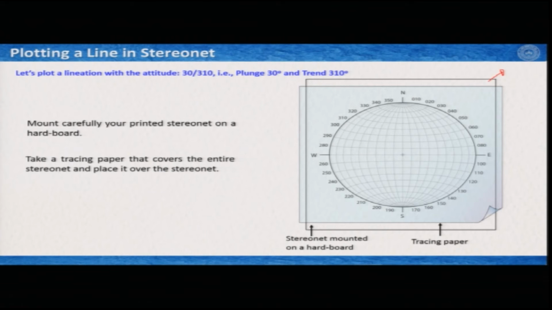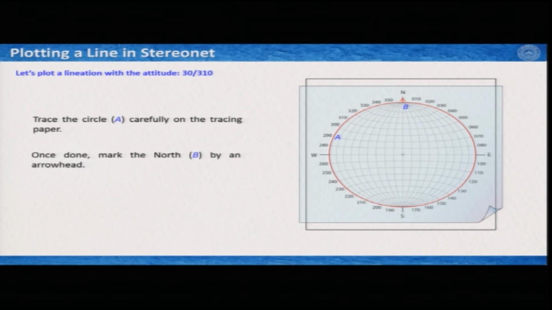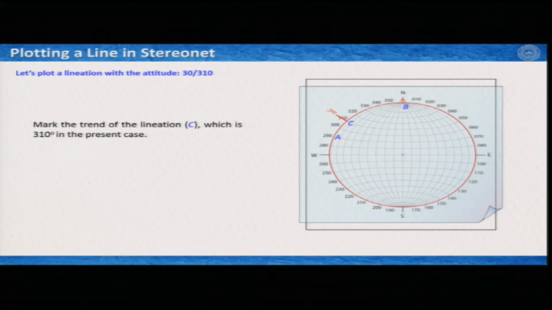So, to plot this line, first you have to trace the circle of the stereonet, the primitive circle, and mark the north with an arrowhead as it is done here at point B. Now, our lineation trends 310 degrees. So, you have to find the 310 degrees on the primitive circle. In this case, the 310 degrees is point C in this illustration.